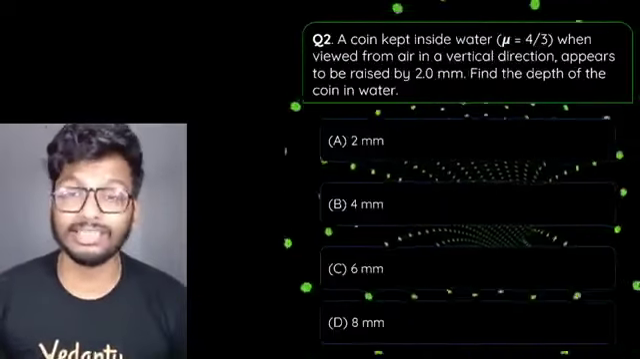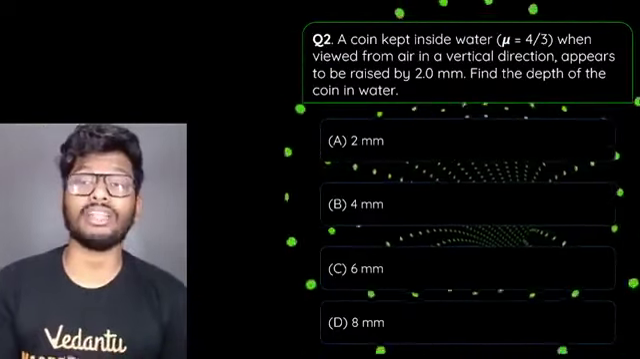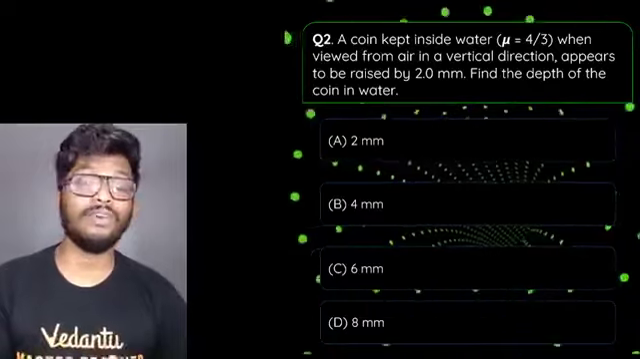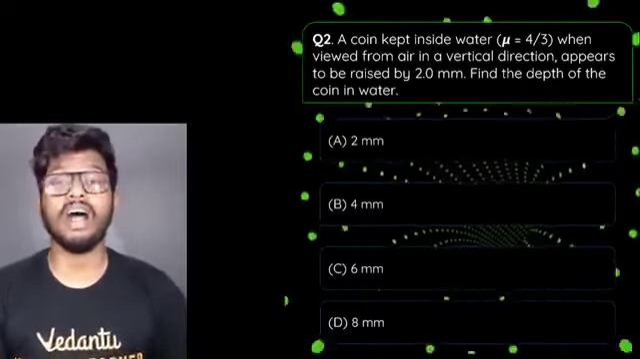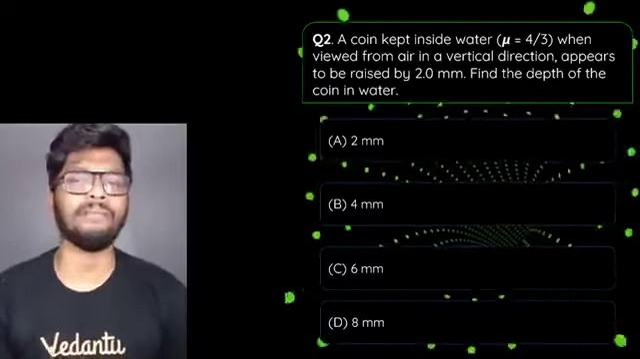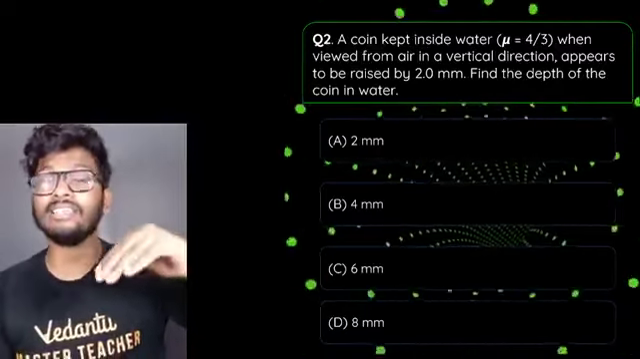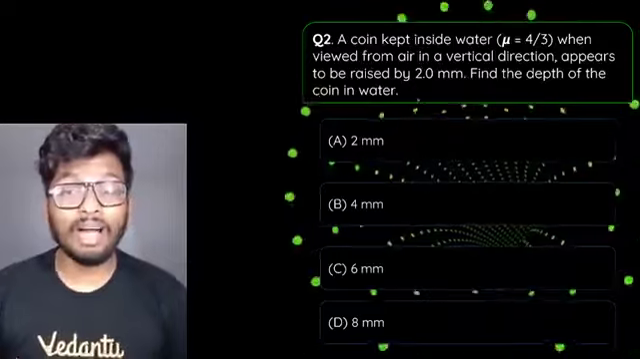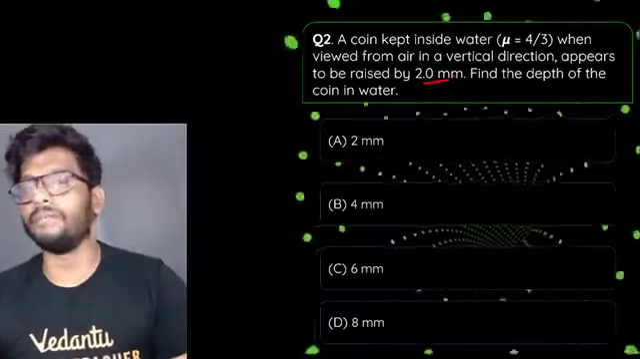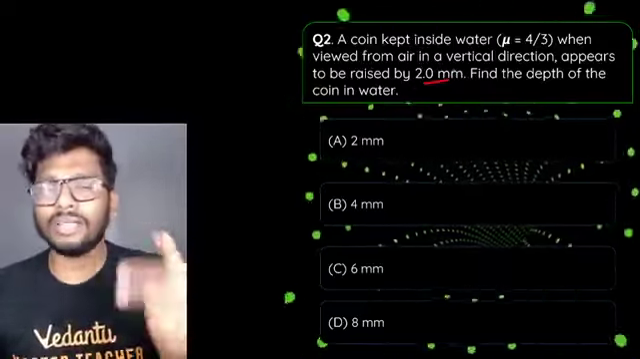Well done. Second question, here's another one. A coin kept under water with refractive index of 4/3, when viewed from the air in a vertical direction, appears to be raised by 2 mm. Find the depth of the coin. You're supposed to find out what is the real depth of the coin. See guys, they've given you that it appears to be raised by 2 mm. So you don't know what is the actual depth. This is basically the shift.